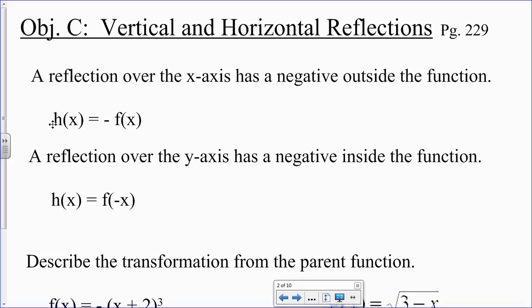So if you reflect over x, there is a negative outside the function. So in the very front, there's a negative, and that means you reflect over x. So if you have a quadratic, instead of opening up, it would open down. Okay, a reflection over the y-axis has a negative inside the function. So the x is negative. The x itself is negative. There's a negative out front. And that means you reflect over the y.